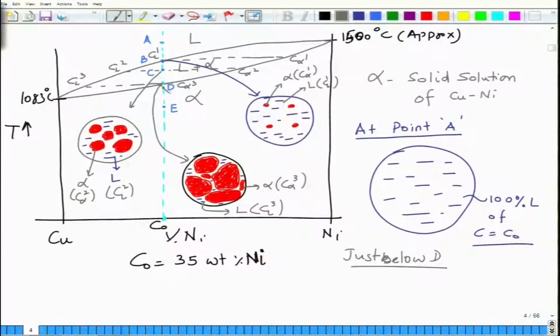let's say just below D is the point which is E, and we call this F. So at E, all of the liquid would have changed into alpha. So what you will have is something like this. You would have grains of alpha which have merged into each other. Another grain of alpha which has grown bigger, and this is another grain of alpha which has grown.